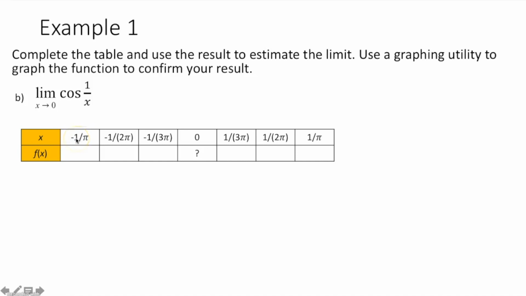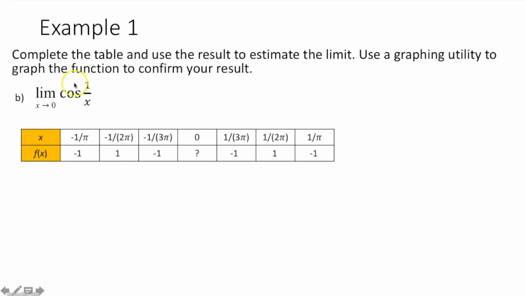So we're going to plug in negative 1 over pi for x here and get the y value that goes with that. Take negative 1 over 2 pi, plug it in for x here. Get the y value that goes with that. Take negative 1 over 3 pi, again plug it in, get the y value that goes with that. Do the same thing on the other side. We're plugging in each of these values for x and getting the y value that goes with it.